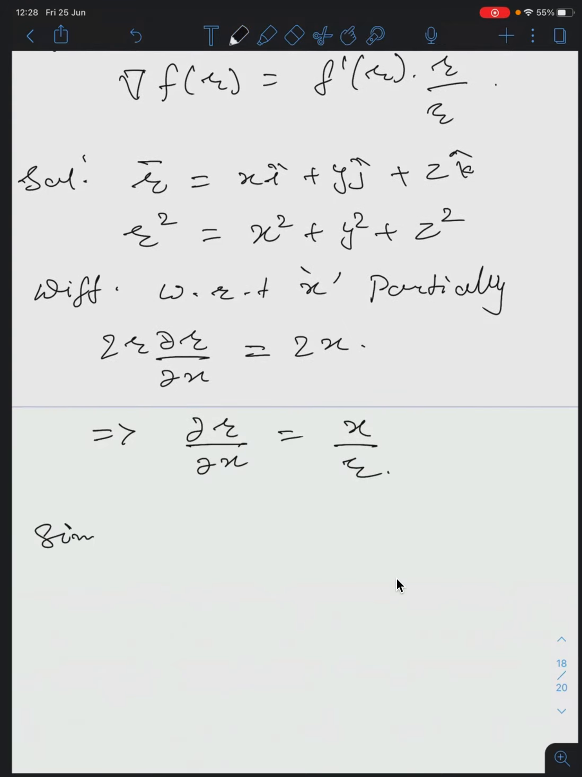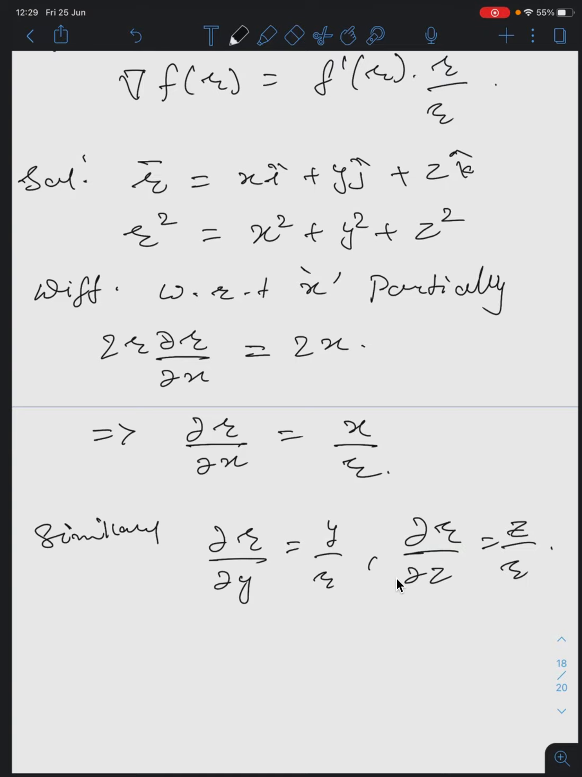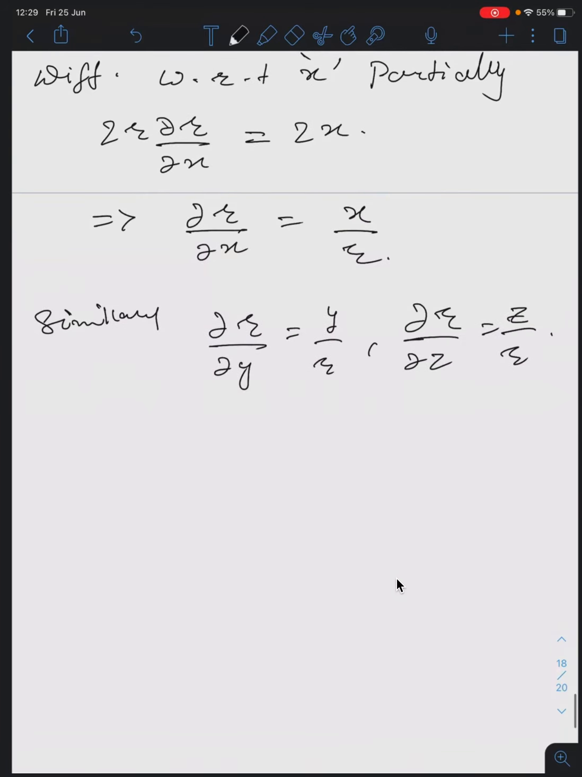Similarly, you will have dou r by dou y, which will be equal to y by r, and dou r by dou z, which will be equal to z by r. Understood this much part? Yes, ma'am.